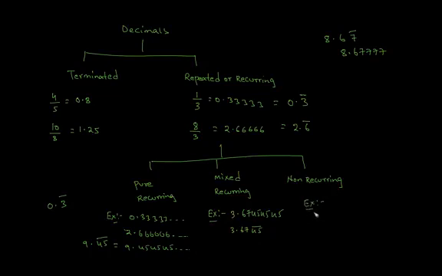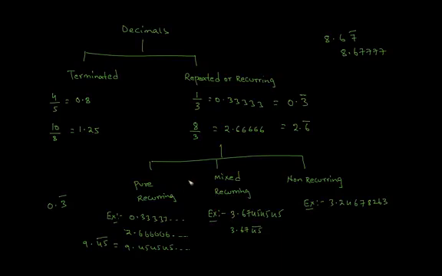Non-recurring means a decimal number in which there is no regular pattern of repetition of digits. For example, you have a number like 6, 7, 8, some number 2, 6, 3, like that. No repetition after the decimal point. And we will see the problems on pure recurring and mixed recurring. These are very important from the exam point of view. Understood the decimals concept and the types of decimals?